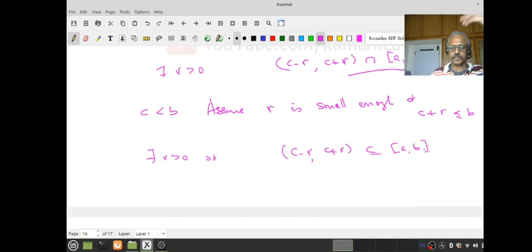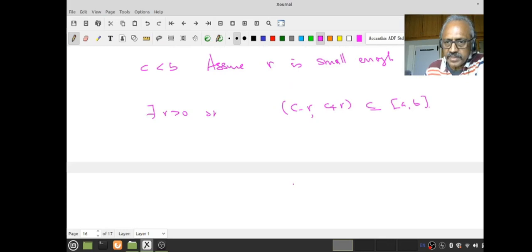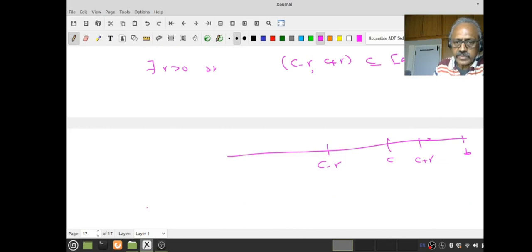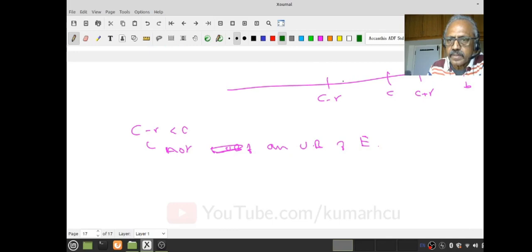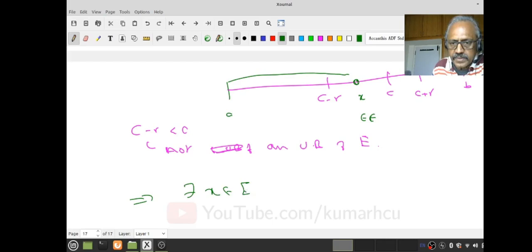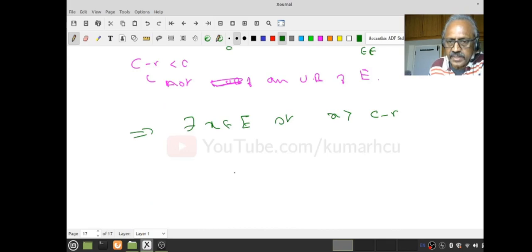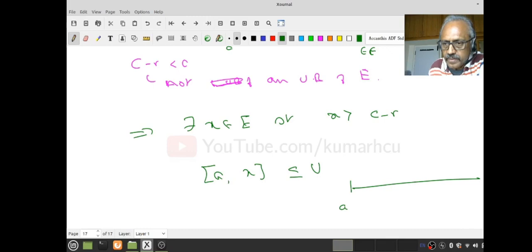Now, do you see a contradiction? I have a C here, I have a C minus R here, and I have a C plus R here, and I have a B. Now C minus R is less than C, so it is not an upper bound of the set E. What does that mean? There exists an X in E, and this is my A, so A to X, such that X is strictly greater than C minus R. Since X is in E, A to X is contained in U. That's our definition of E. So again, A, C minus R, C, C plus R, B, and this is my X. Do you see that?